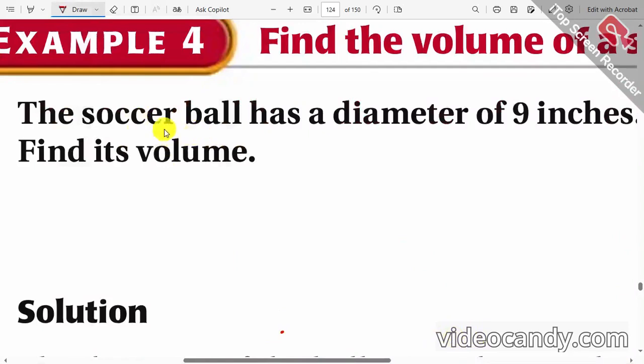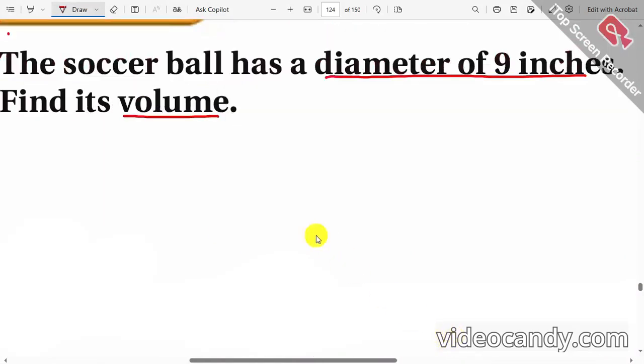All right, example 4, a soccer ball has a diameter of 9 inches. They want us to find its volume. As we said at the beginning, a ball is basically a sphere, and we said the formula for volume for a sphere is going to be 4/3 pi r cubed.